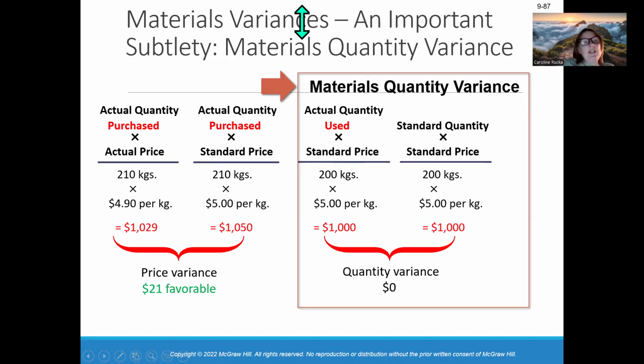So when you are looking at the price variance, you want to look at the quantity purchased, actual quantity purchased times actual price compared to purchased quantity times standard price. Okay, we're looking at purchased amounts here, and our price variance was $21 favorable. Then for our quantity variance, we don't care how much they bought. We only care how much we actually used. So for actual quantity used compared to standard quantity, both at standard price, we had a quantity variance of 0.